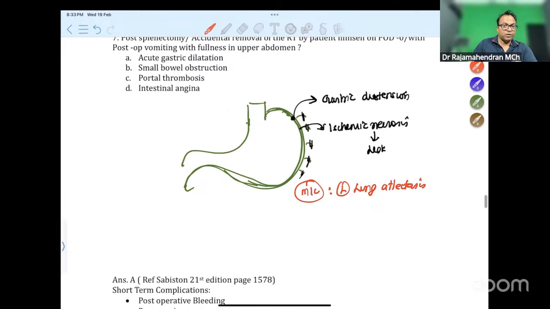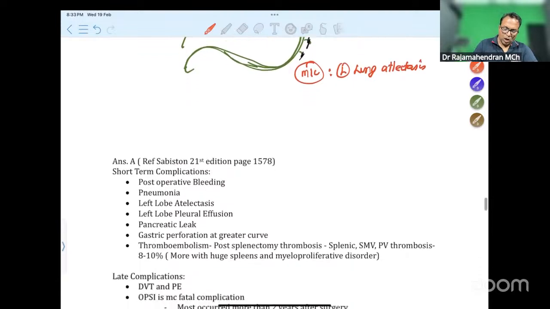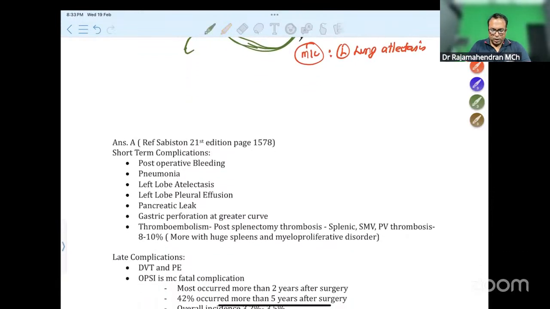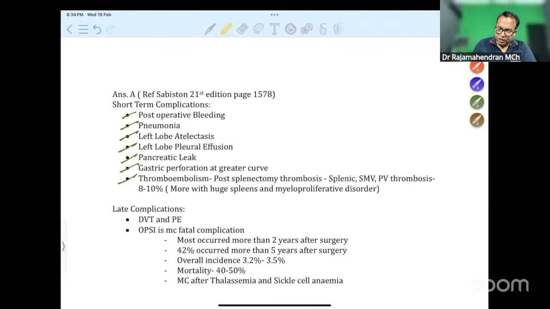So the most interesting question for all your exams is on OPSI. You will always get questions from OPSI. Short-term complications are bleeding, pneumonia, left lung atelectasis, left lower pleural effusion, pancreatic leak, gastric perforation, and thrombosis, post-splenectomy thrombosis because of increasing platelet count, especially for vascular disorders.